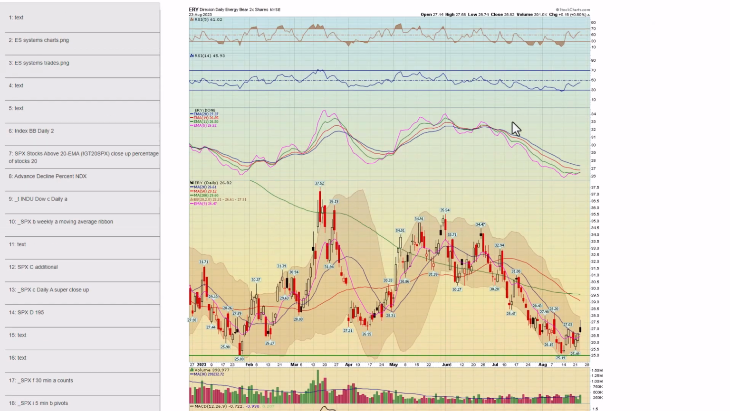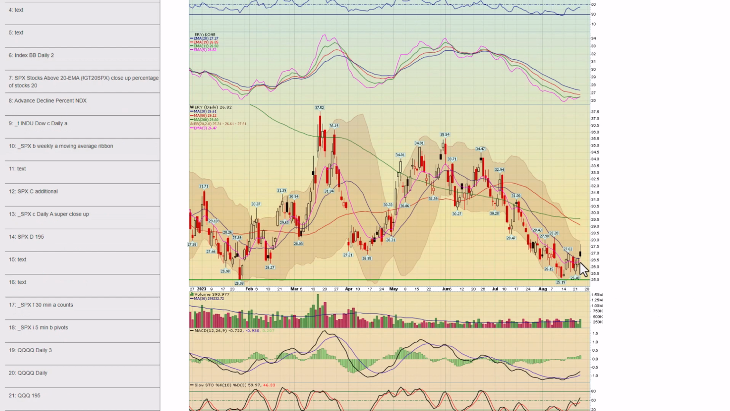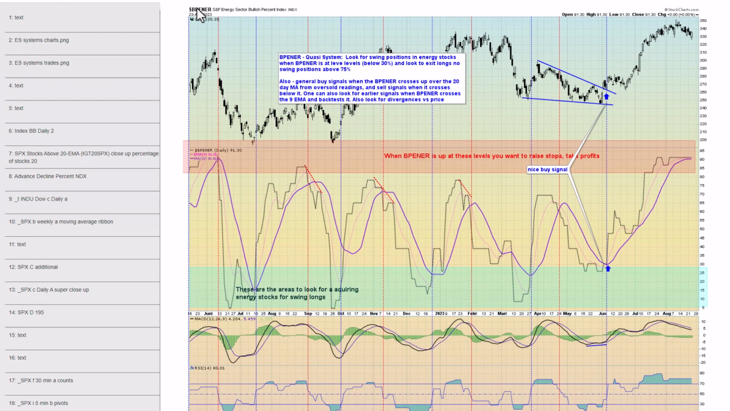Chart 43, here's ERY, that's the inverse ETF. Kind of a way to play a little pullback in that sector. And chart 44, here's the bullish percent energy index, BPDR. Still does not technically give a sell signal, but you can see how it's right on these moving averages. So a dip below here would give a sell signal. The buy signal occurred back there in early June. It was a good buy signal.